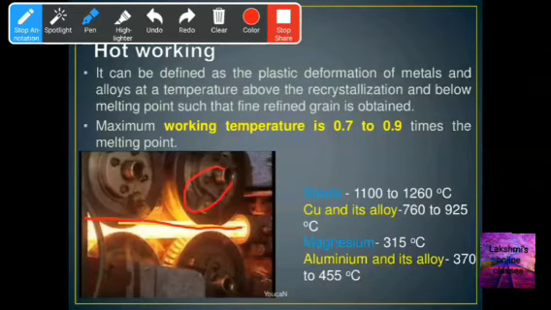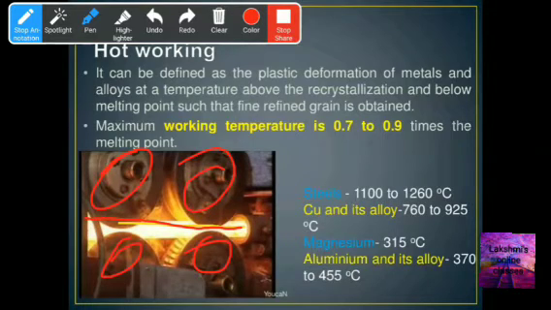So these are the rollers. They give pressure on that workpiece. Therefore, the maximum working temperature is 0.7 to 0.9 times the melting point. So here the temperature has been given. The pressure is applied on it, the load is applied.